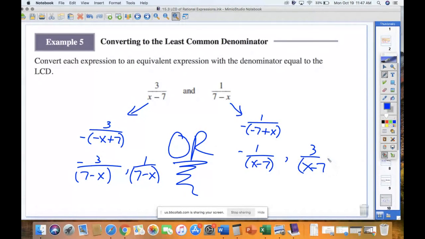Okay, either way is fine. That's why I use a big or here. You do not have to do both to be successful at adding or subtracting fractions. You just have to pick one of them and do it. That'll get you your common denominator, and you can go from there.